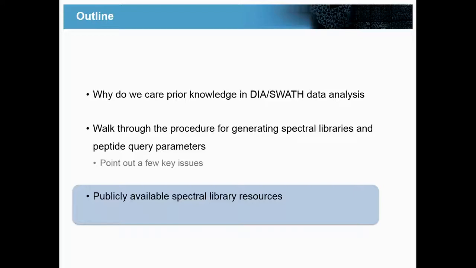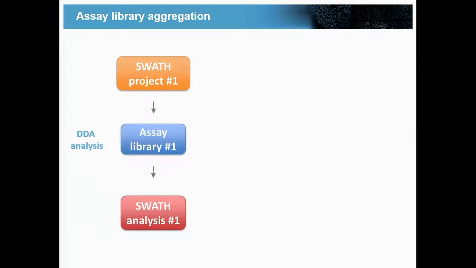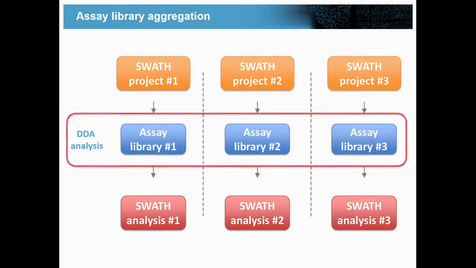Oops, so now I'm over time. I'm just going to go quickly through the publicly available spectral library resources. So we realized at some point that we were doing, okay, here's SWATH project 1. Now we need to do analysis number 1. Then we need to develop an assay or a spectral library for this set of samples that are specific to this project. And then we're doing more projects. And then we said, oh, maybe we should sort of pool these together and make one big library.